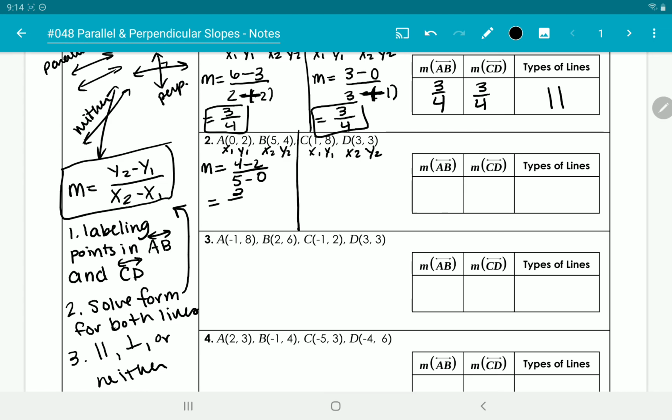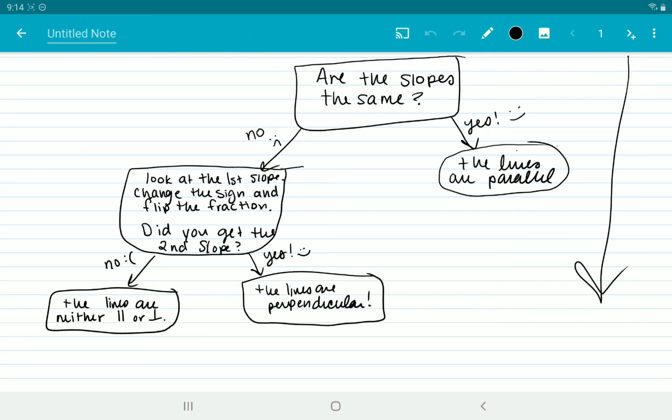If we simplify this, we get 2 over 5 for this slope. Let's do the same for this one. The slope is y2, which is 3, minus y1, which is 8, divided by x2, which is 3, minus x1, which is 1. That's going to give us negative 5, divided by 3 minus 1, which is 2. Negative 5 over 2. So we have 2/5 and negative 5/2.